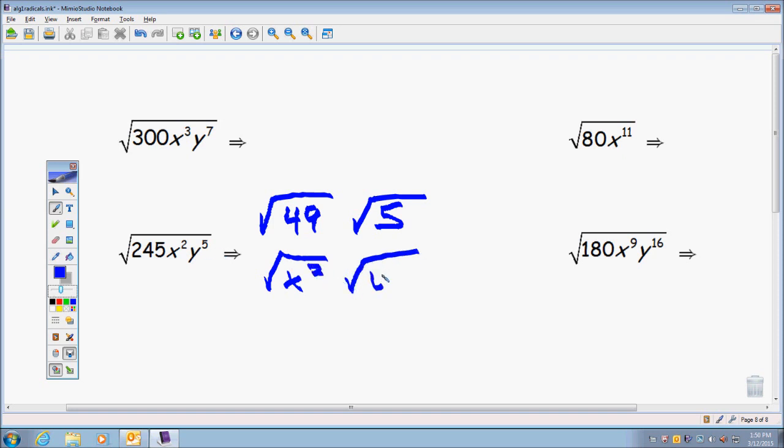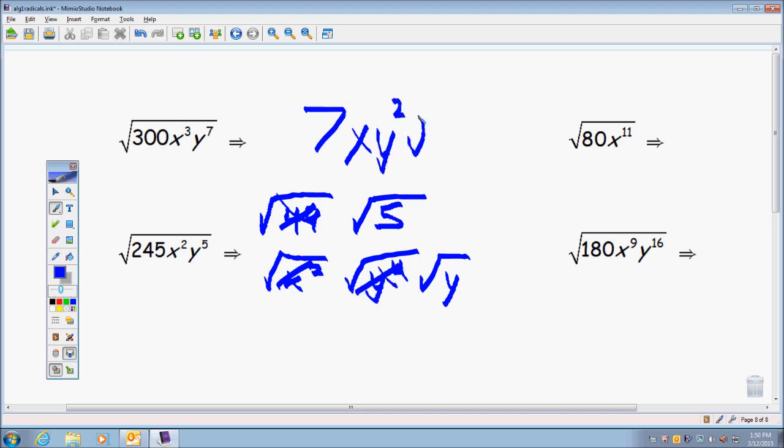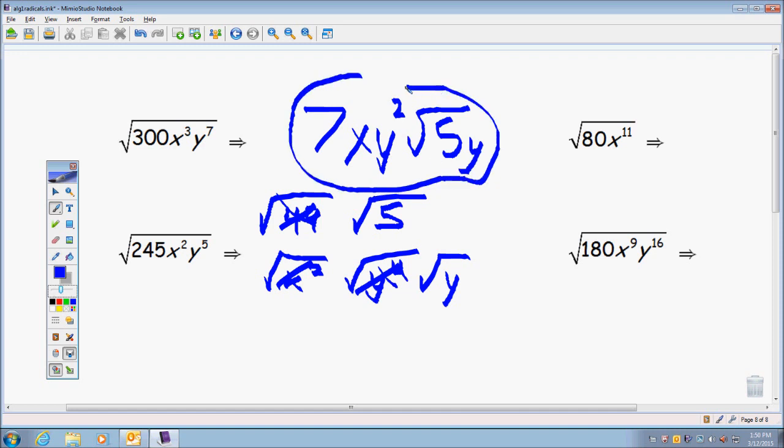Y5 is y4, right? And then there's 1 left over. Okay, so that's going to become 7, skip you, x, half of 2, right? y squared. Boy, they're all mad at me because I held them up for like 4 minutes on that one, 245. 5y on the inside, and there's your answer. Okay, 245 is 49 and 5. Know that, know that, know that.